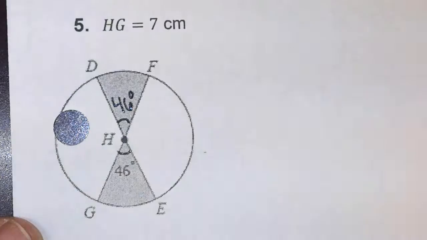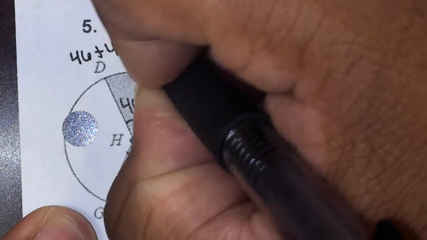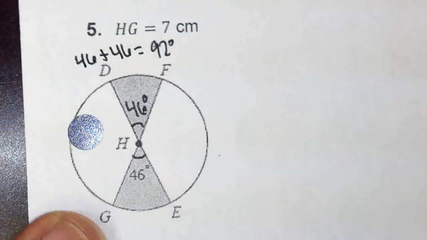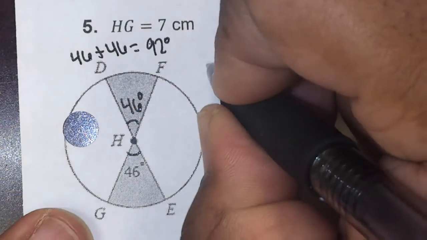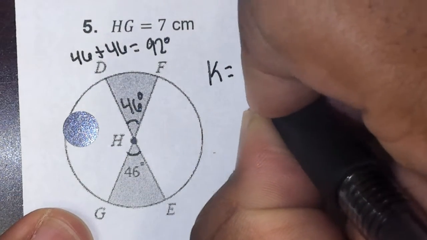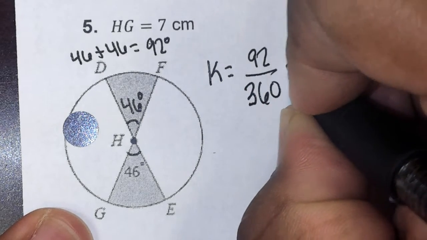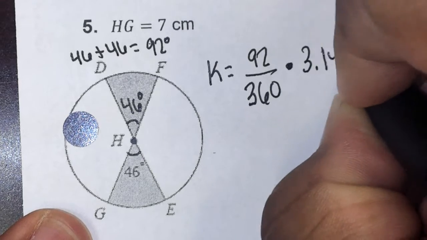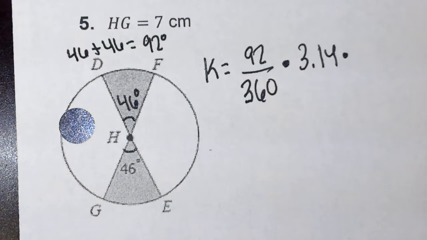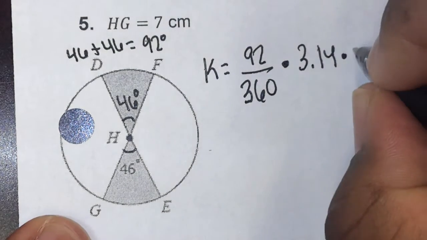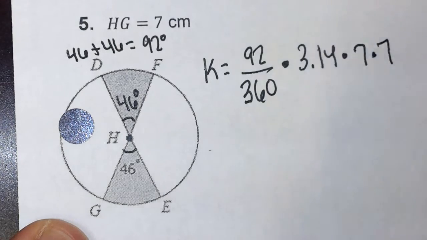46 degrees. Alright. So 46 plus 46. What's the total shaded area? 92 degrees. So we want to use 92 degrees in this one. So K equals 92 degrees over 360 times 3.14 times HG, which was the radius, so 7 times 7.